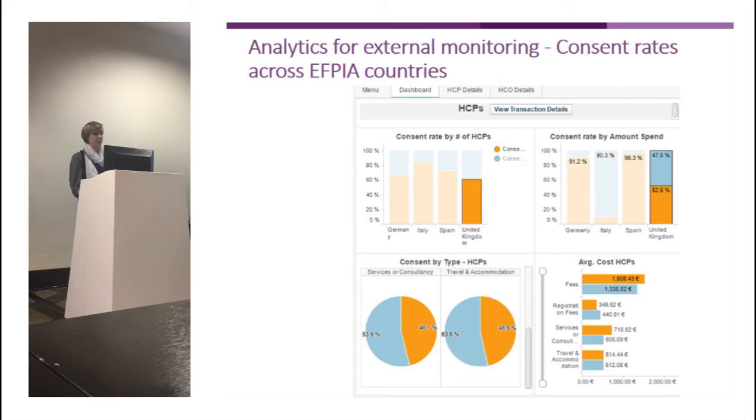So we have Germany, Italy, Spain, and then the UK. And obviously you can look at the consent rates of different types, so by number or by amount spent. And then we can look at the different categories, so the services or consultancy, the travel and accommodation, and you can see if there's any variation in the consent given.